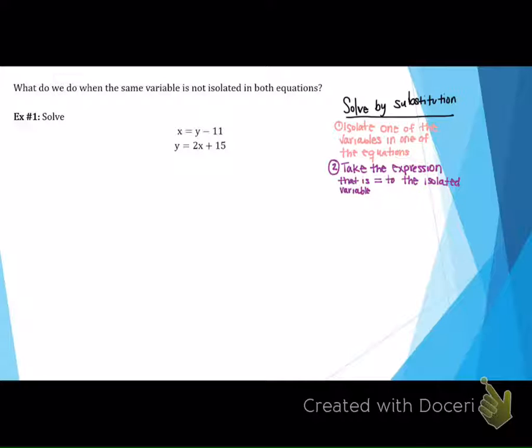So take the expression that is equal to the isolated variable and replace that same variable in the other equation. And we'll talk about what that means in a second.